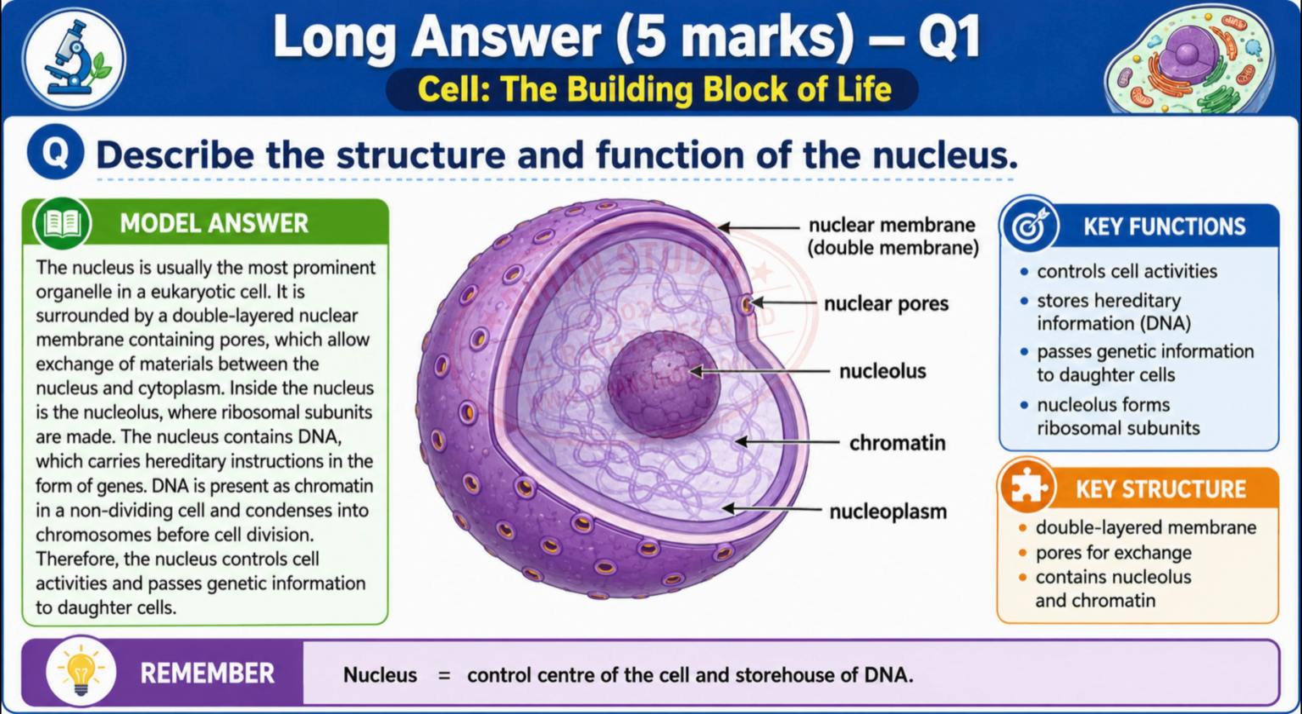The nucleus contains DNA, which carries hereditary instructions in the form of genes. DNA is present as chromatin in a non-dividing cell and condenses into chromosomes before cell division. Therefore, the nucleus controls cell activities and passes genetic information to daughter cells.